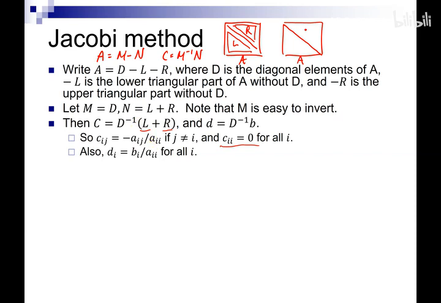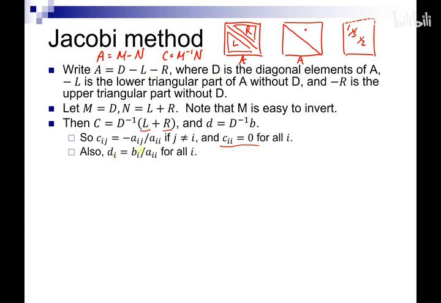We know that D inverse is simply the inverse of all the diagonal elements. So if the diagonal elements are 1, 3, 2, then the inverse is going to be 1, then 1/3, and then 1/2. When you multiply by D inverse here, you simply divide by the diagonal elements of A. Therefore, the ijth element of C is just going to be negative Aij divided by Aii, and that's for all the non-diagonal elements. For the diagonal elements, it's all going to be zeros.